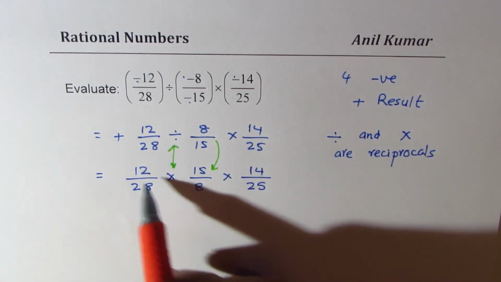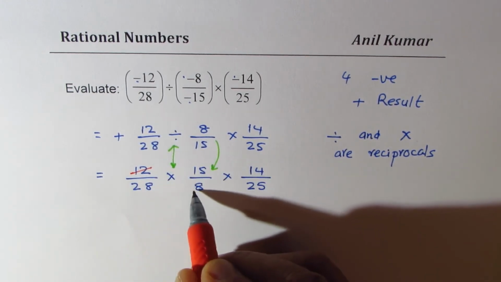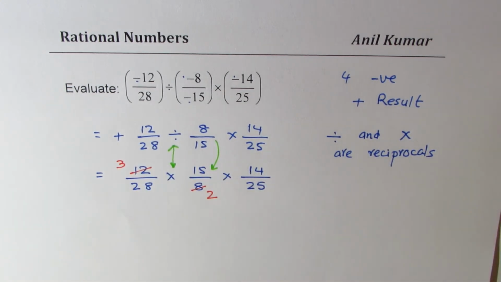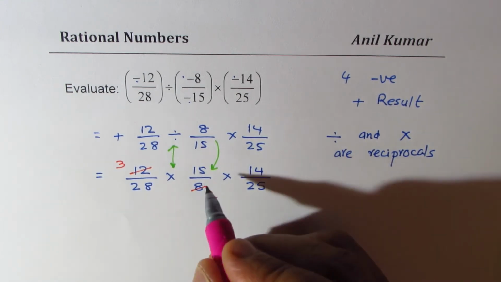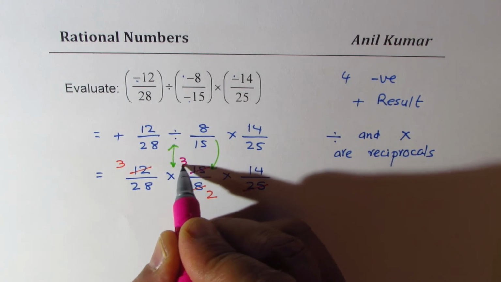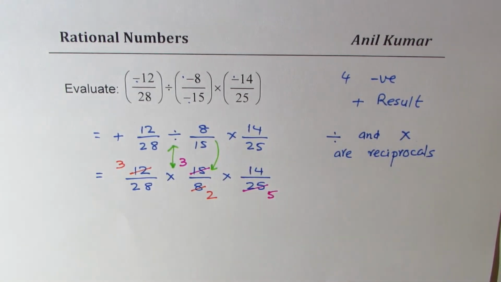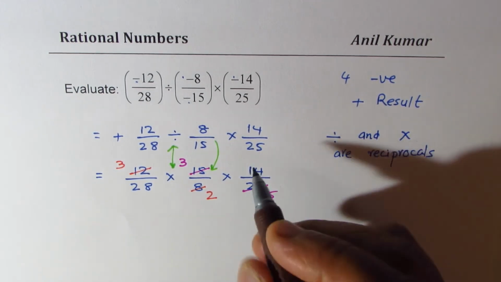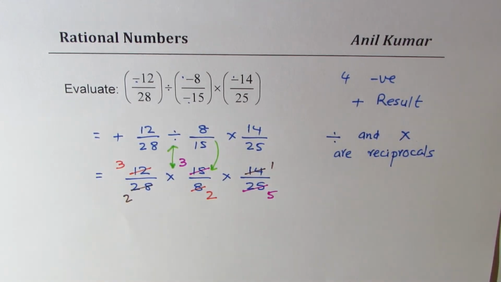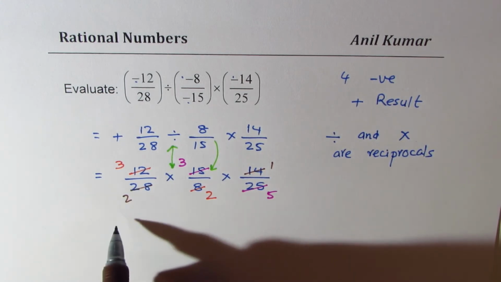So what can we do? 12 and 8 both can be divided by 4. 4 times 2 is 8 and 4 times 3 is 12. Correct? Now what? 15 and 25 we can divide both by 5. 5 times 3 and 5 times 5. How about 14 and 28? We know 14 times 1 and 14 times 2. 28 is twice 14. So that gives you the result.